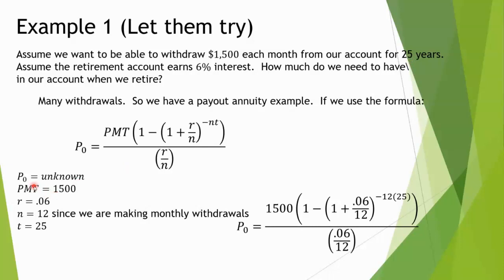P0 is how much we start with in the account when we retire for 25 years. But that's what we want to know, right? We want to know how much we need to have in the retirement account. So that's what we want to know. What's our R? 0.06. That's our APR as a decimal.